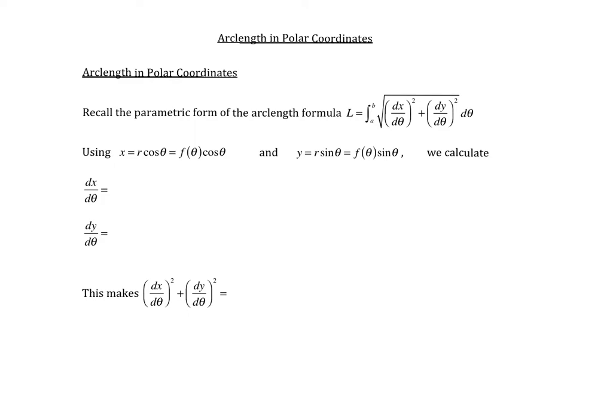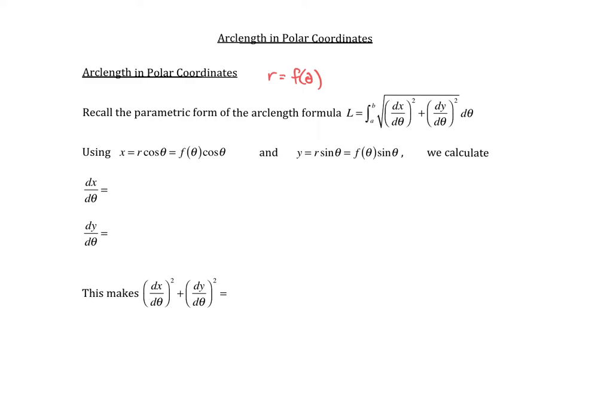So we know that our polar form has x equal to r cosine theta, which is f of theta cosine theta, and the same thing for y. y is r sine theta, which is f of theta sine theta. So I guess implicit in this is the fact that we have a function r is equal to f of theta, which is really what our polar functions look like, right?